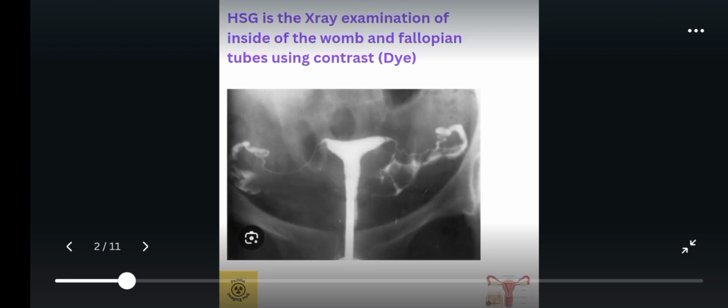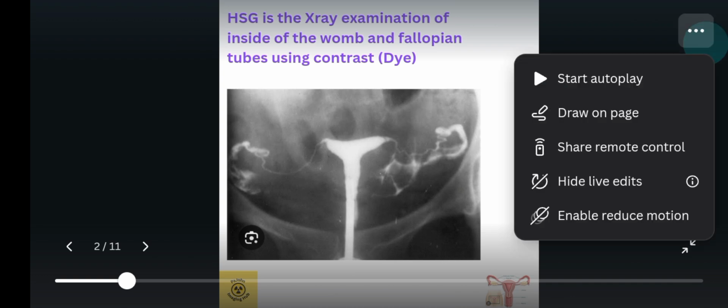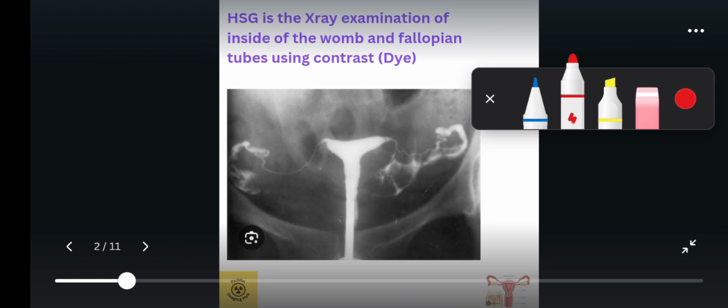Now, what is HSG? HSG is the X-ray examination of the inside of the womb and fallopian tubes using contrast media, which we call dye. Also, this picture shows us the womb. This white thing is inside the womb.